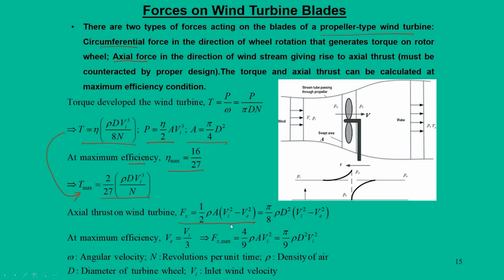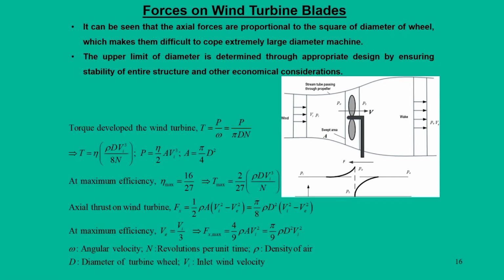Again, we can find the axial thrust on the turbine, which is derived from our earlier expressions, and it is expressed in terms of the diameter of the rotor, the initial wind velocity and the exit wind velocity. At the maximum efficiency point we can get Fx max, the maximum axial thrust, in terms of diameter, that is pi by 9 rho times d square into Vi square. So, these two terms are very vital, one for torque generation and the other for maintaining structural stability. So, this is all about the wind theory.